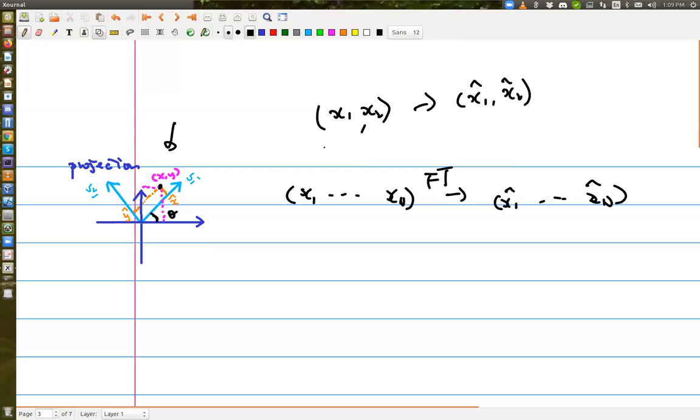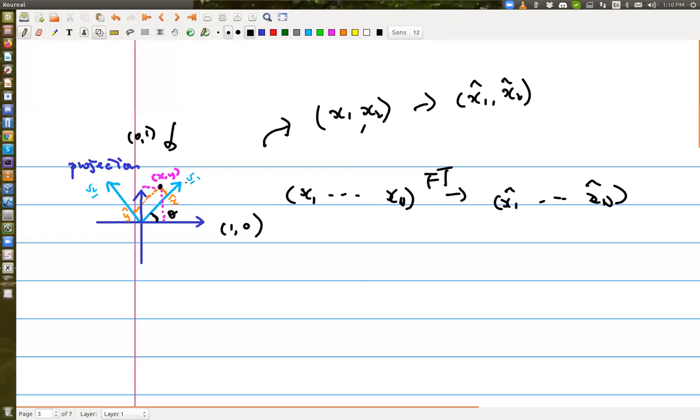So, okay, but let's go back to this simple 2D example here. I have the axis here, the original axis is basically (1, 0) and (0, 1), right? This is the original axis. And then the new axis, let's say I have V1 and V2 here as the new axis.